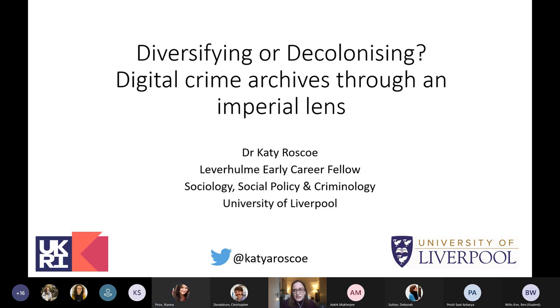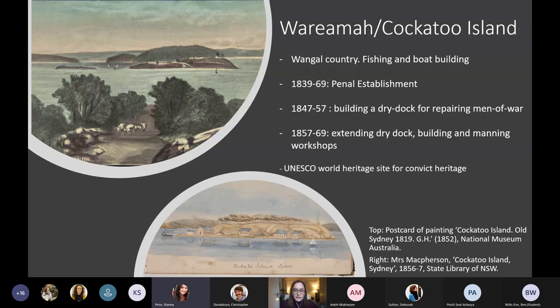If you could go to the next slide, please. So, a little bit of background. This is Wariama, the largest island in Sydney Harbour, now known as Cockatoo Island. It was originally named Cockatoo because it was covered in thick red gum trees, which attracted the birds. The top picture shows what it might have looked like just after invasion, and then how it ended up looking. It was rapidly deforested and transformed, because it started to be used as a penal station from 1839.